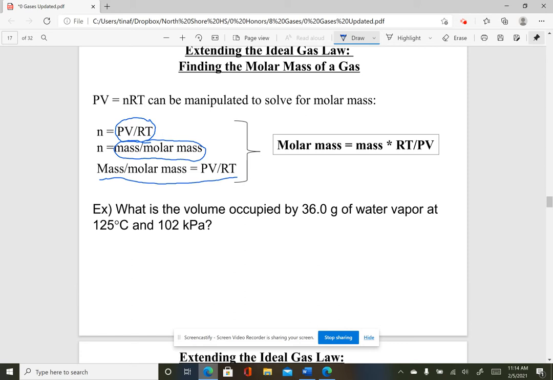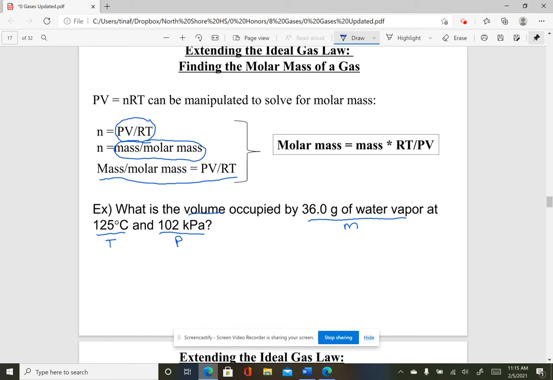What is the volume? So we're solving for volume occupied by 36 grams of water vapor. So they're giving us a mass. They're giving us a temperature. And they're giving us a pressure. Okay, so guys, we have to be careful again because when we use this ideal gas law formula, our units have to be very, very specific.